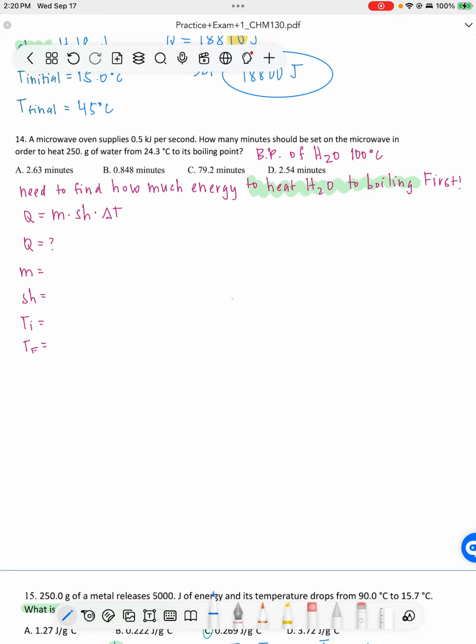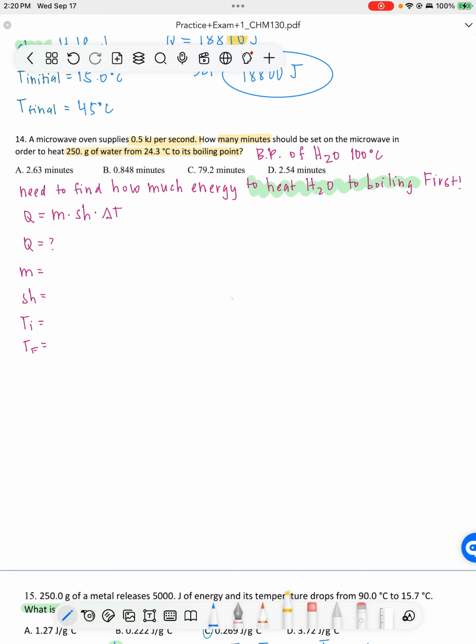Okay, question 14 is asking us about a microwave oven that supplies 0.5 kilojoules per second. And it wants to know how many minutes should be set on the microwave in order to heat 250 grams of water. And it gives us a from and a to temperature.